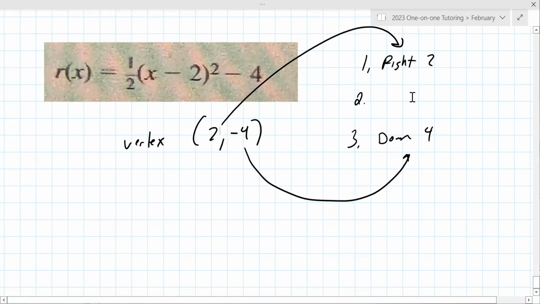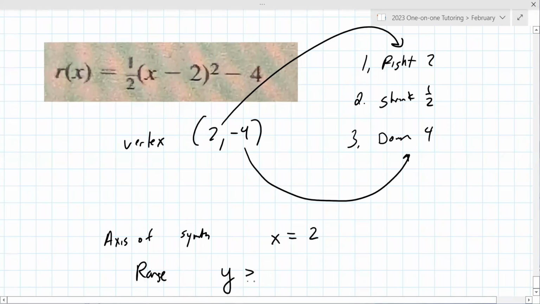What's the last one? It's a vertical shrink of 1/2. Yes, shrink 1/2. Good. Axis of symmetry. X equals 2. Okay. And the range. Give me the range for this one. Y is greater than or equal to -4. Good.